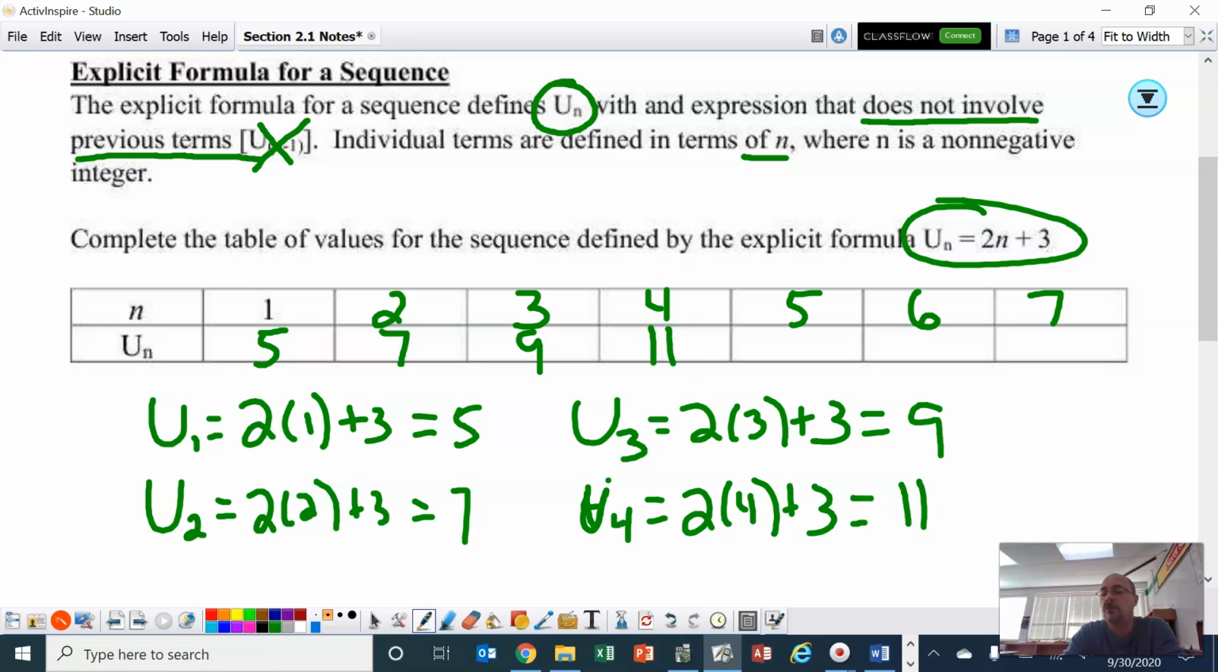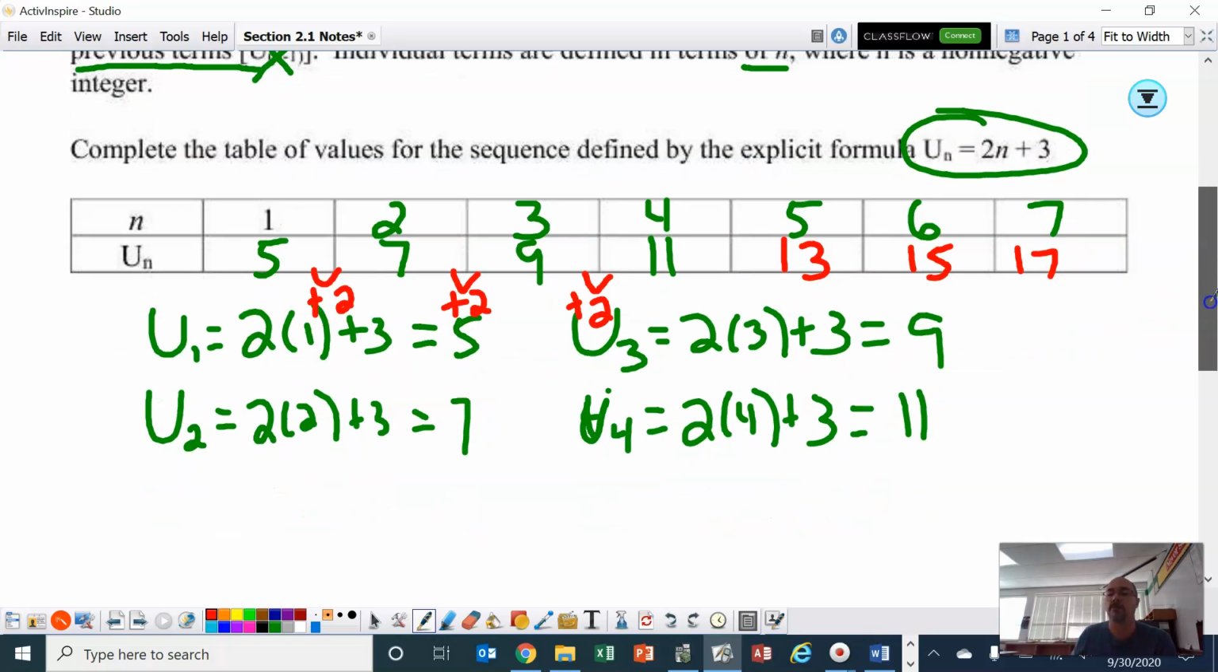Amazing. So once you see the pattern, everyone, you can just continue the pattern and not worry about plugging the numbers in. So I see that the pattern is going up by 2. Again, it's arithmetic, so I knew it was adding. So then this would be 13, this would be 15, and this would be 17. Okay? All right, let's look at another one.